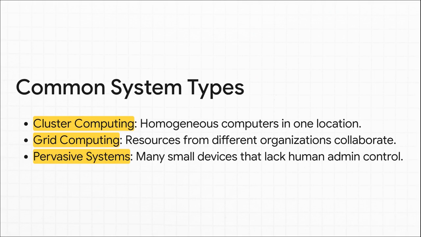And then there's something called pervasive systems. This one is all around us. Think of a smart home where your lights, your thermostat, your speakers, all these tiny little devices are constantly talking to each other in the background to create a seamless experience for you.